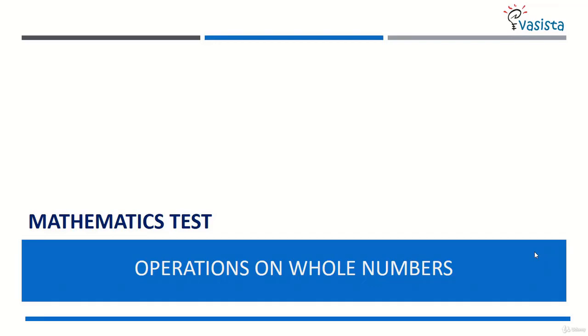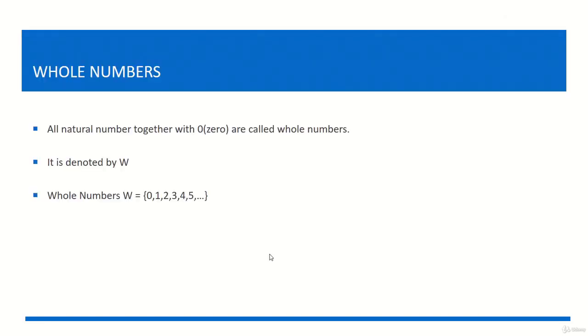Okay, let me start explaining the concept of operations on whole numbers. You know what exactly a whole number is, right? A whole number is nothing but all natural numbers together with zero. Without zero, they are called natural numbers. You have learned different kinds of numbers in the previous topic. Here you are going to concentrate more on operations on whole numbers.